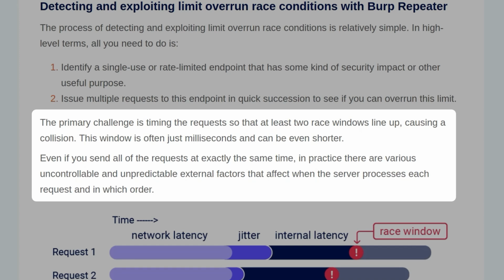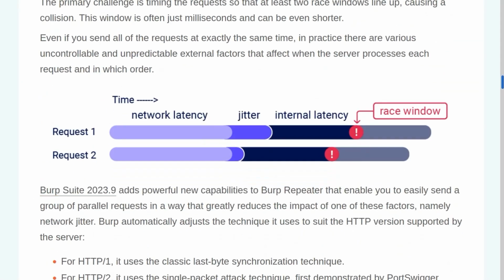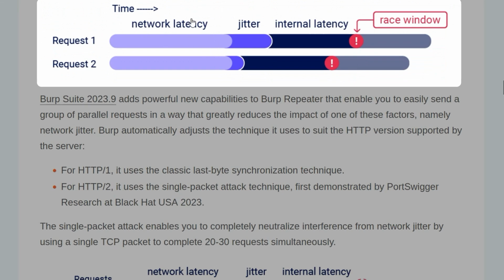Even if you send all of the requests at exactly the same time, in practice there are various uncontrollable and unpredictable external factors that affect when the server processes each request and in which order. And here we can see an example of some of the factors that can affect where this race window is. So we have the internal latency, we have jitter, and network latency, which will impact this.